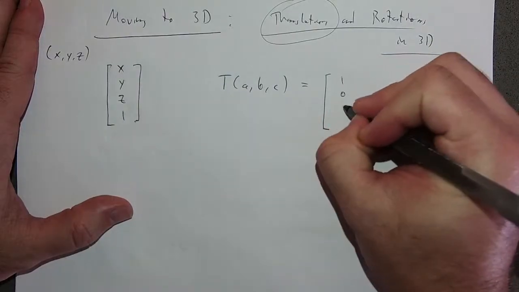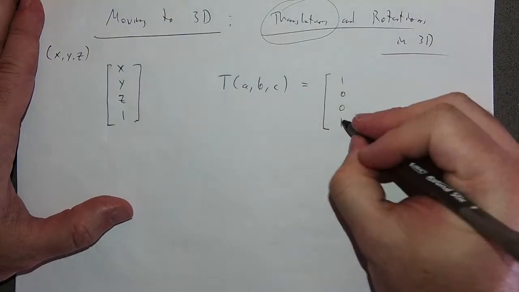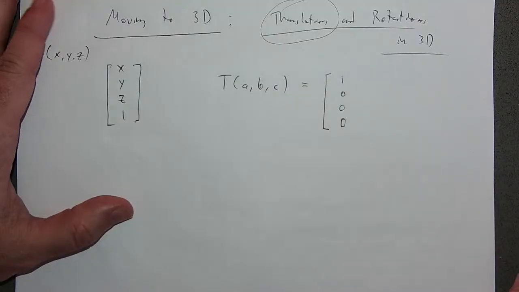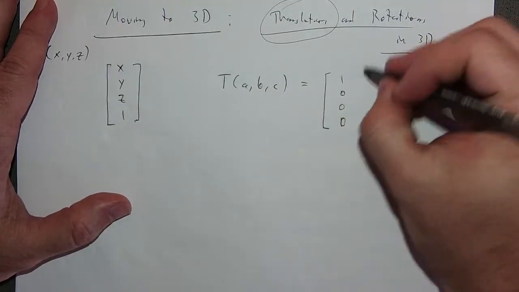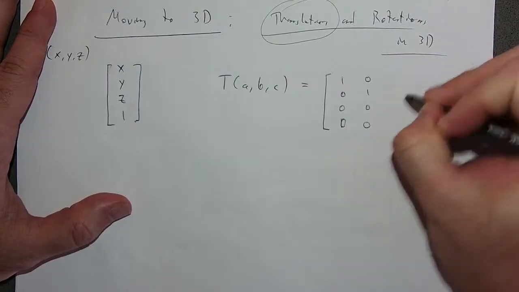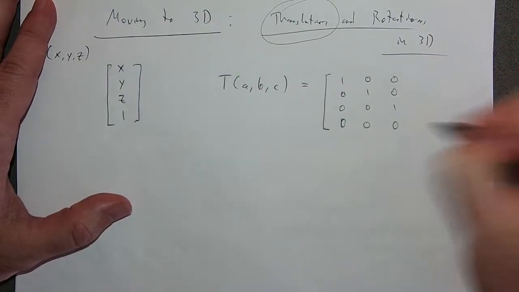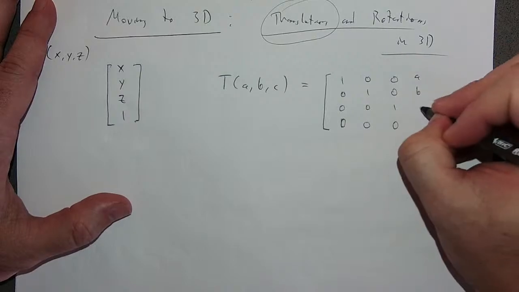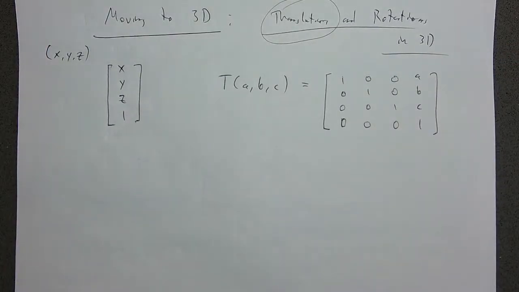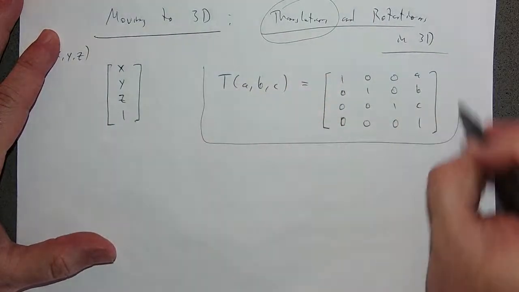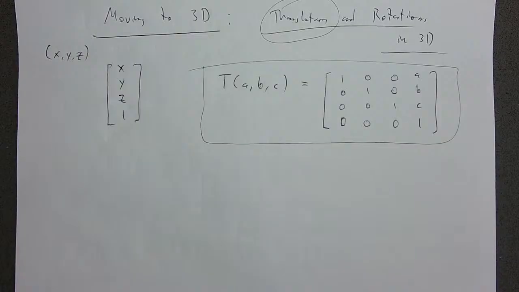The only thing is that now, instead of a 3x3 matrix, I have a 4x4 matrix. Reading column-wise, this is 1, 0, 0, 0. This is 0, 1, 0, 0. This is 0, 0, 1, 0. And lastly, a, b, c, 1. This is how translation by this vector works. That's exactly how it works, and you can check for yourself that this does exactly what you want it to do.